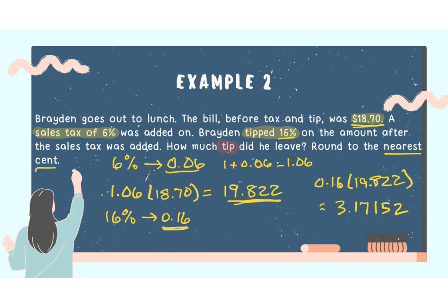Now, since it says round to the nearest cent, that once again means 2 digits after the decimal, which is 1 and 7. Those are my two numbers after the decimal. The 1 in the thousandths column right there tells me I'm going to round down. So I end up with a $3.17 tip.